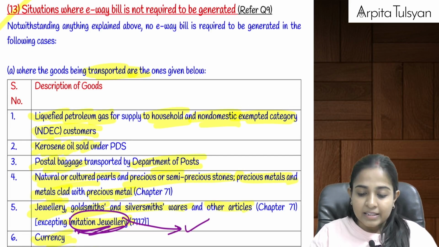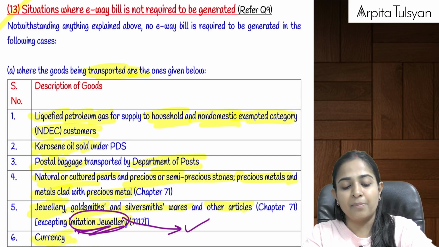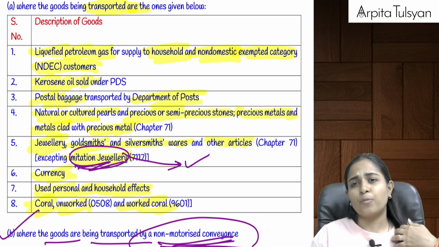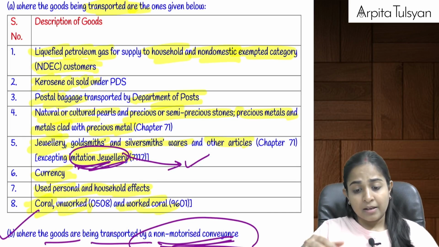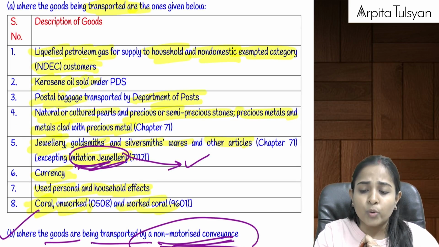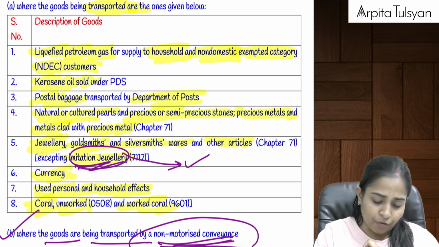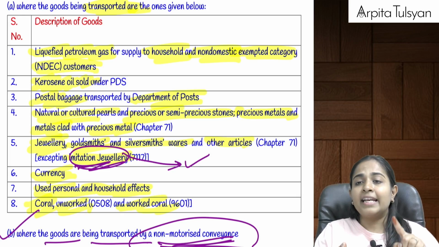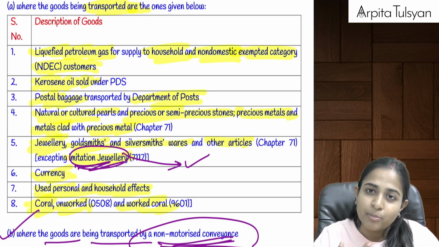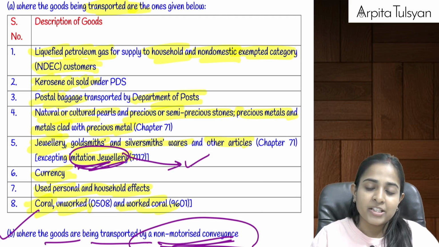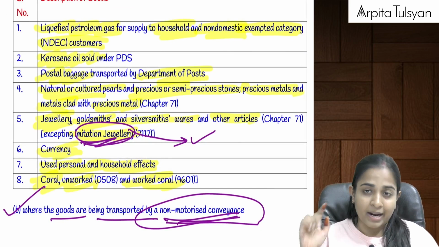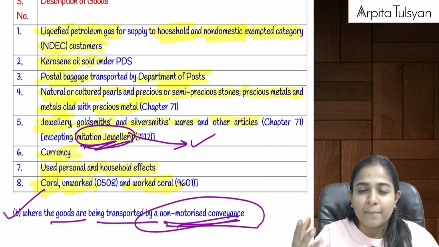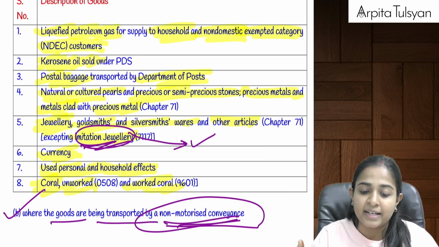Okay, then there are certain cases when e-way bill is not required to be generated at all. When there is transportation of certain category of goods: LPG supplied to household and non-domestic exempted category customers. Then in case of jewelry, but except for imitation jewelry. Then kerosene oil sold under public distribution system. Then postal baggage transported by the Department of Post. Then natural or cultured pearl, semi-precious, precious stones, precious metals, etc.